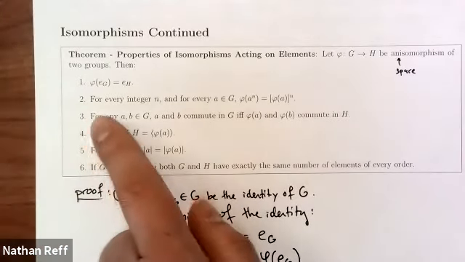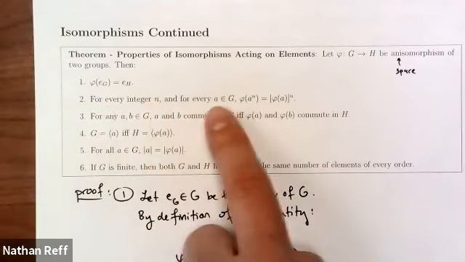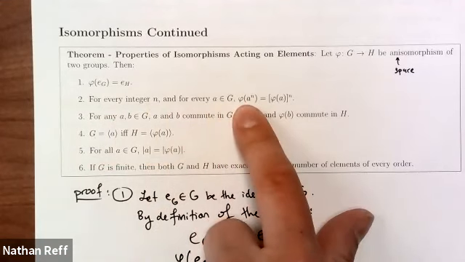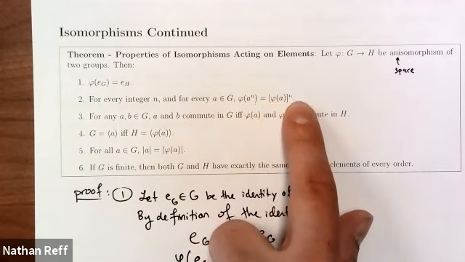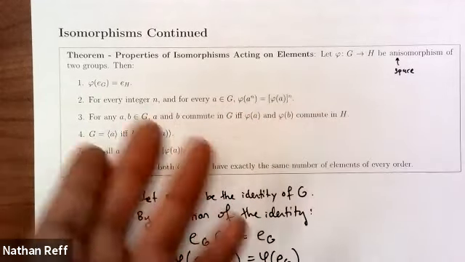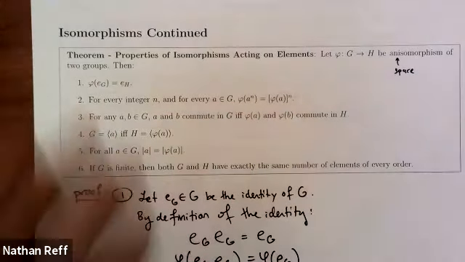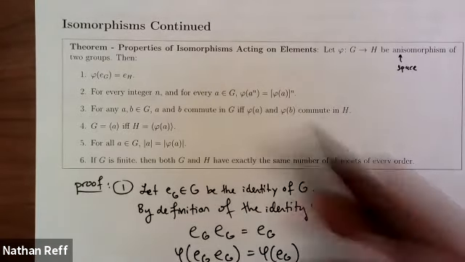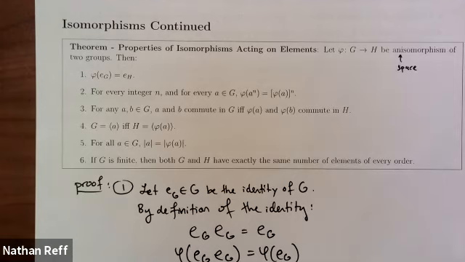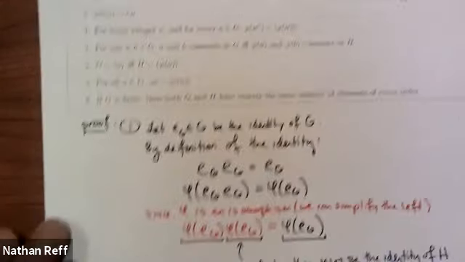Next property: if n is an integer and you give me any element of the group and I take phi of a power, then it turns out that I can do phi of a and then take the exponential power. The full proof is by induction, but can I just give you some intuition?